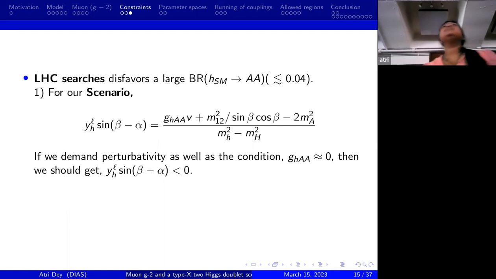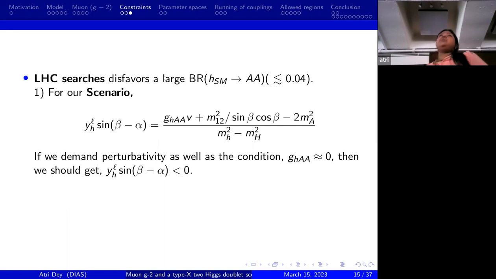Have you observed H to AA? What is the signal? H to AA is like lambda 3 plus lambda 4 minus lambda 5 times v squared. What do you see at the LHC when you look for H to AA? This Higgs to A bound is coming from our pseudoscalar decaying to tau tau and mu mu. They have searches like the 4 tau channel and the 2 tau 2 mu channel. From there they put a constraint that it has to be less than 4%.